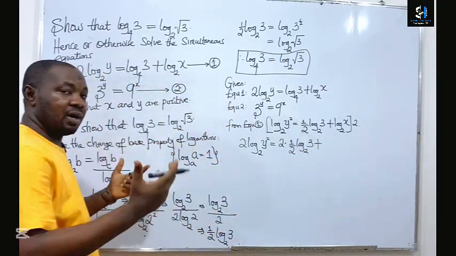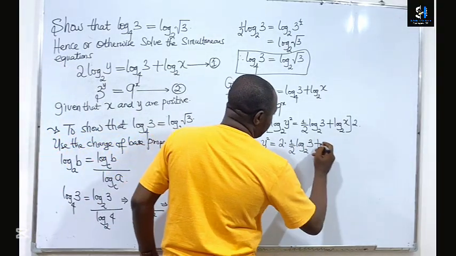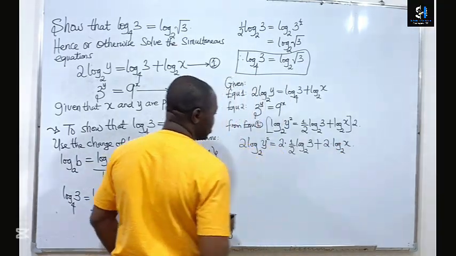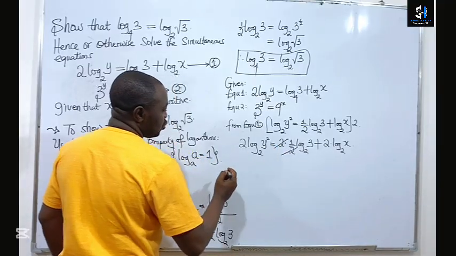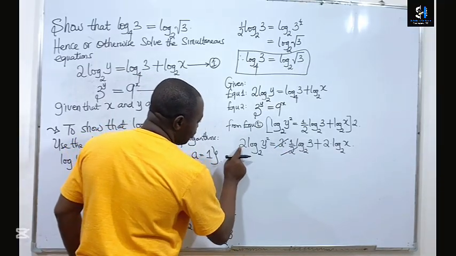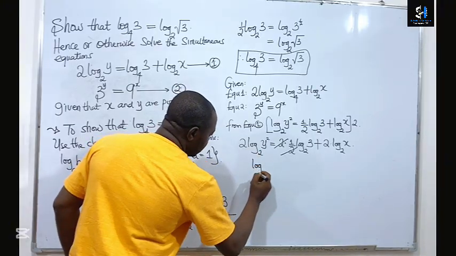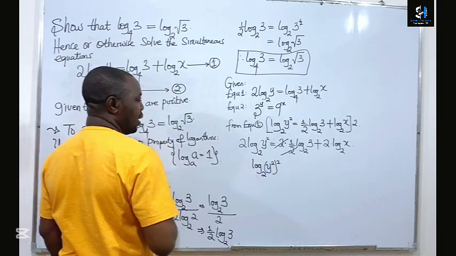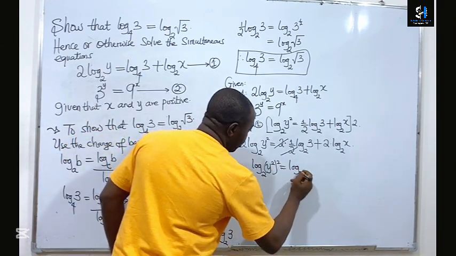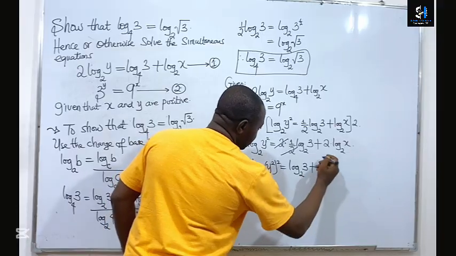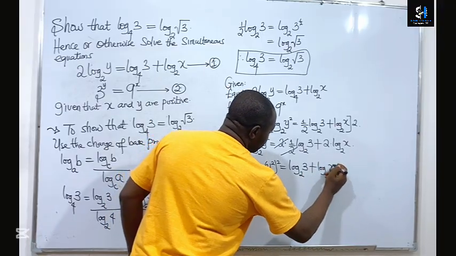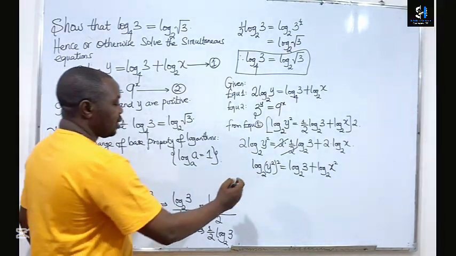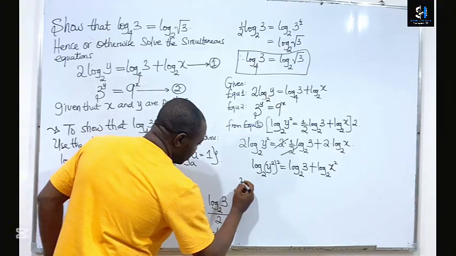I just want to use another method, okay? Plus 2 multiplied by log to base 2 of x. Now, this 2 will cancel this 2. Then again, I'm going to bring this power here to become the power. So this will be log to base 2 of y squared exponent y equals log to base 2 of 3 plus, then this also log to base 2 of x exponent 2.